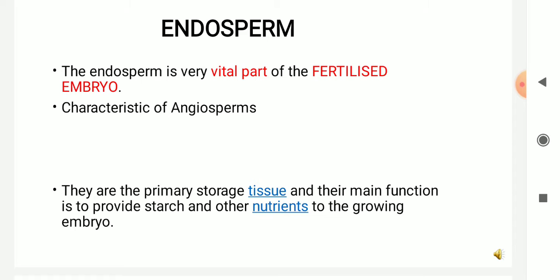Endosperm structure is characteristic of angiosperms. That is, it is found only in angiosperm group of plants. Other groups of plants like algae, fungi, bryophyta, pteridophyta, and gymnosperms, they lack this structure.